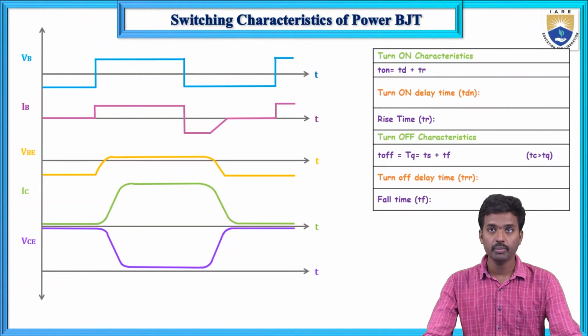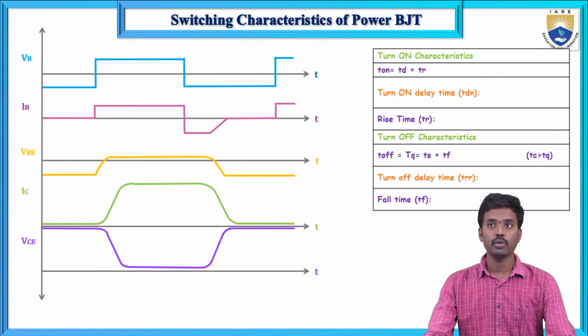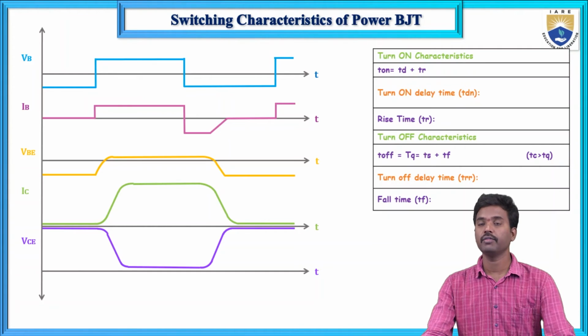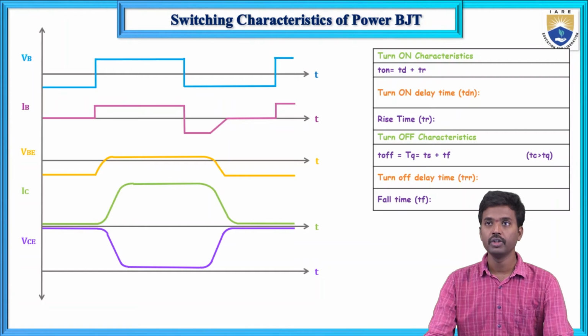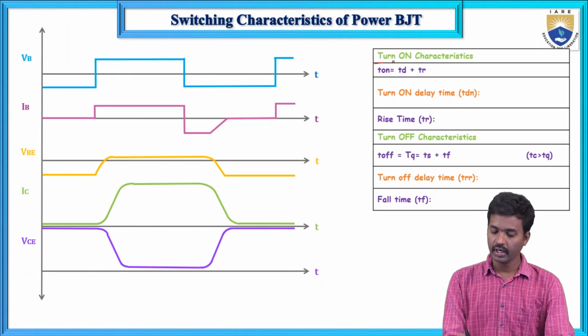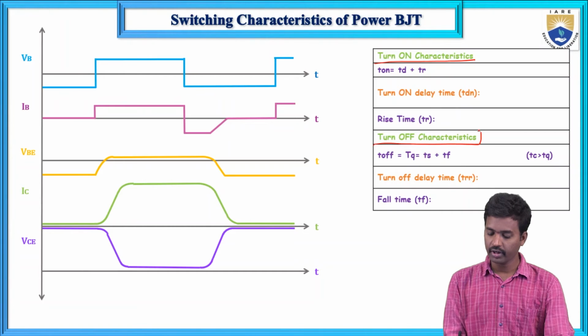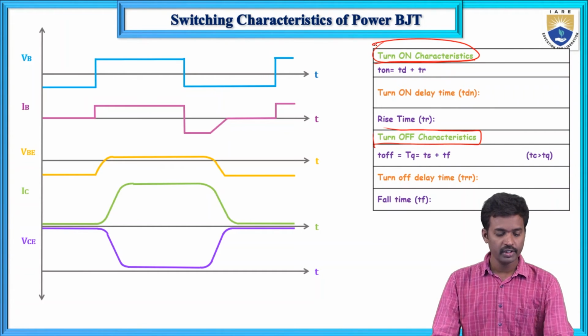Now the most important topic is the switching characteristics of the power BJT. We can use the power BJT as a switch. We can turn it on and turn it off. So it is divided into turn on characteristics and turn off characteristics. First we will see the power BJT.